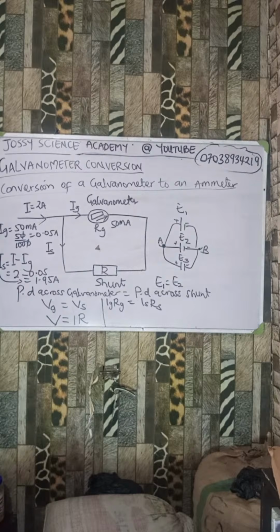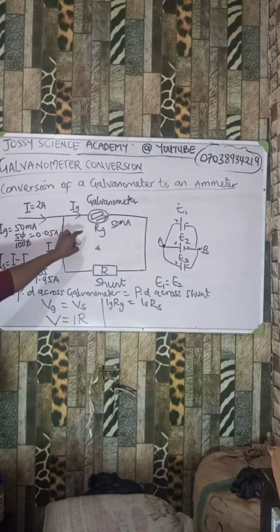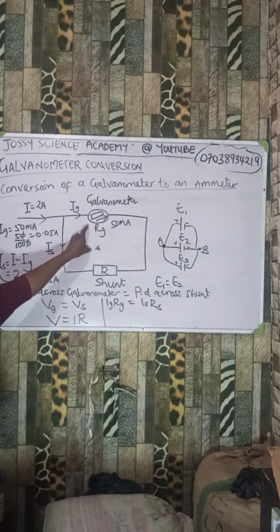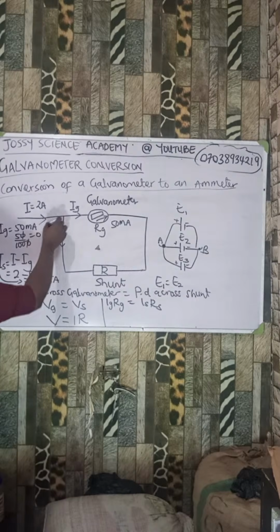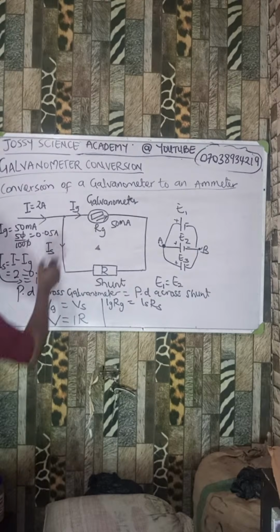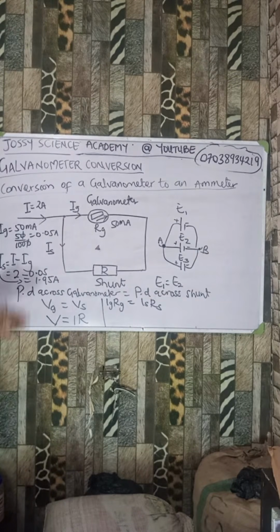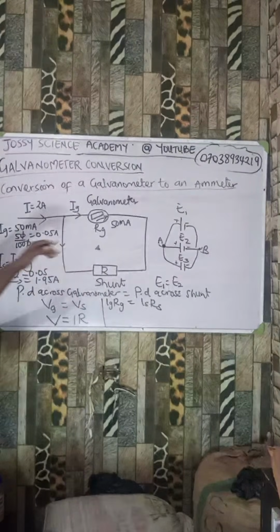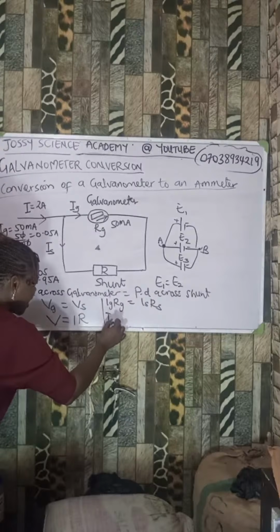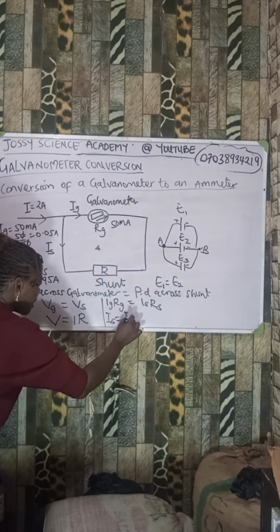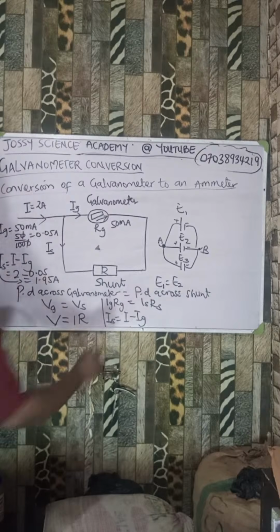This is the current that is going to the shunt. The amount of current being measured in the galvanometer is taken away from the total current flowing in this circuit. Remember, the current will split from here because they are connected in parallel. This one will go to the shunt, this will go to the galvanometer. So I subtract the current of the galvanometer from the total, and the remaining one goes to the shunt. So the current of the shunt, Ix, is equal to the total current minus the current of the galvanometer.